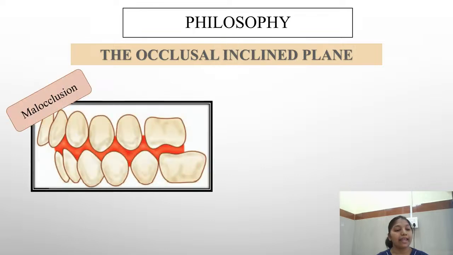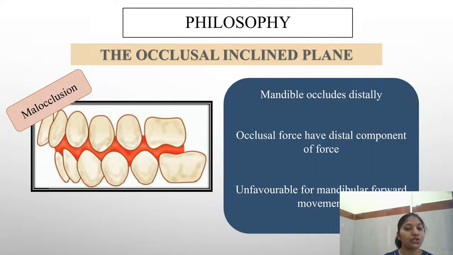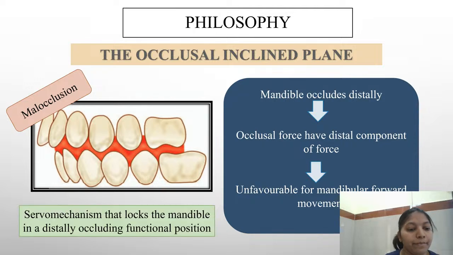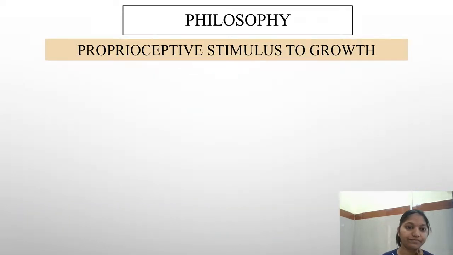Considering the occlusal inclined plane in class 2 division 1 malocclusion, here the inclined planes are in such a way that the occlusal forces have a distal component. So the mandible occludes distally, and because of the distal component of the force, there is unfavorable growth of the mandible. So the inclined planes serve as a servo mechanism that locks the mandible in a distally occluding functional position.